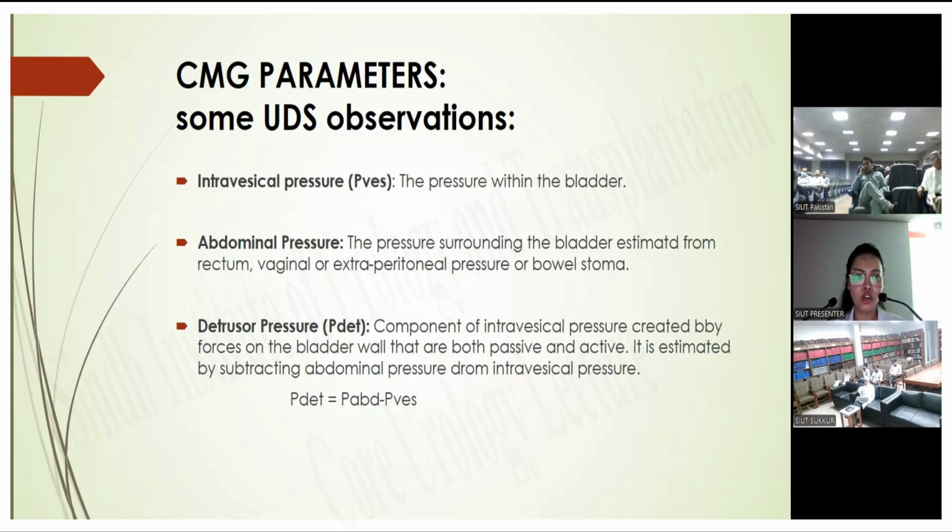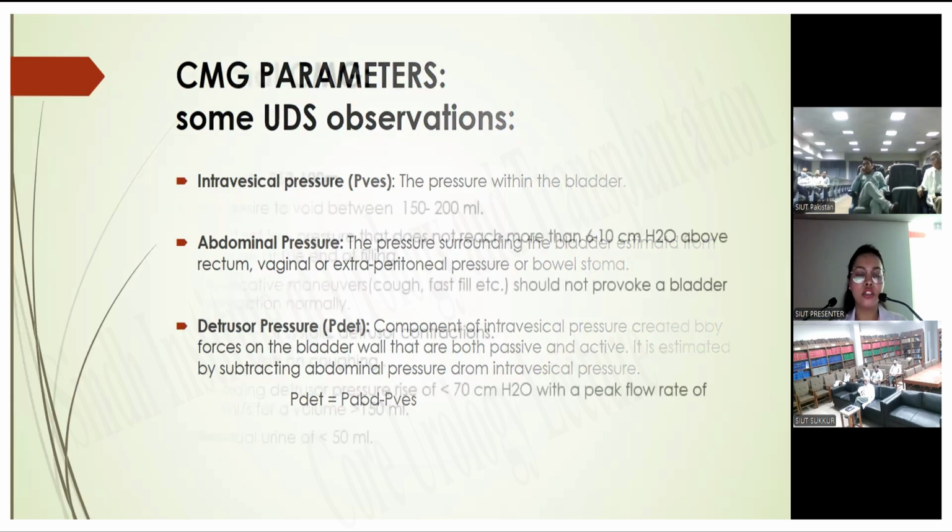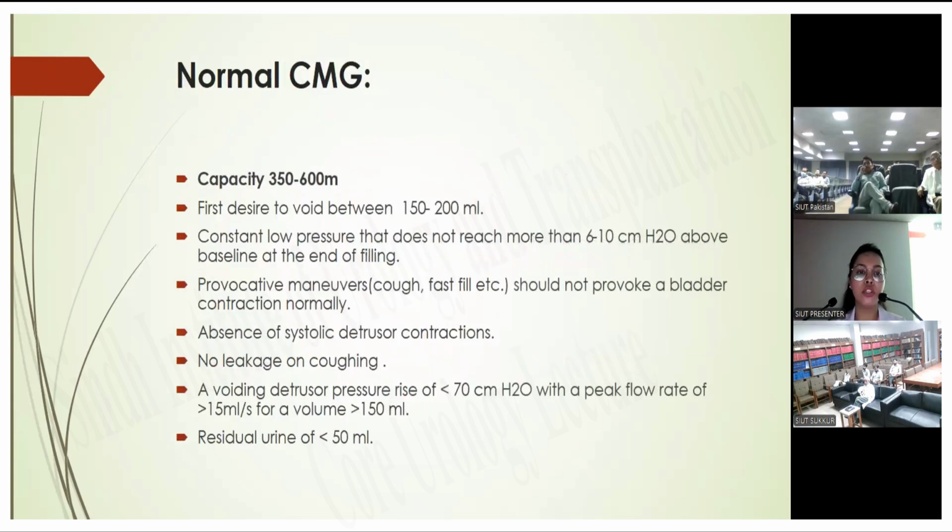Sam already said. Normal CMG capacity, for a normal patient, should be 350 to 500 ml or 600 ml. First desire to void should occur between 150 to 200 ml. There should be constant low pressure that doesn't rise more than 6 to 10 centimeters of water above baseline at the end of filling. Provocative measures like coughing, fast fill, etc. should not provoke a bladder contraction normally. Absence of systolic detrusor contraction, and no leakage should occur on coughing.